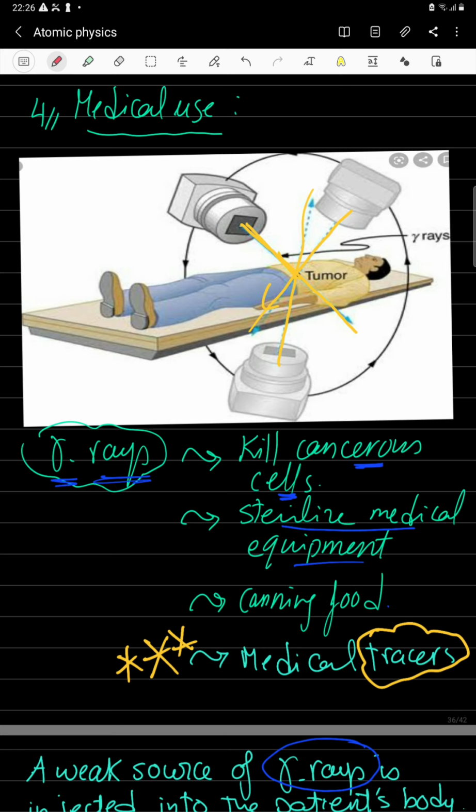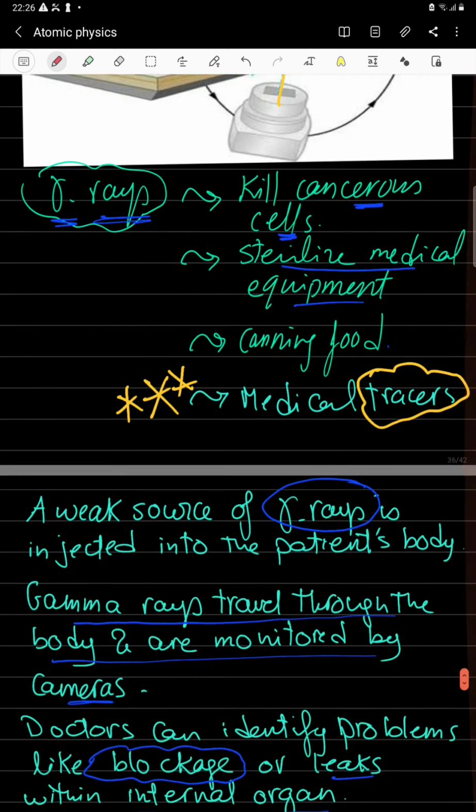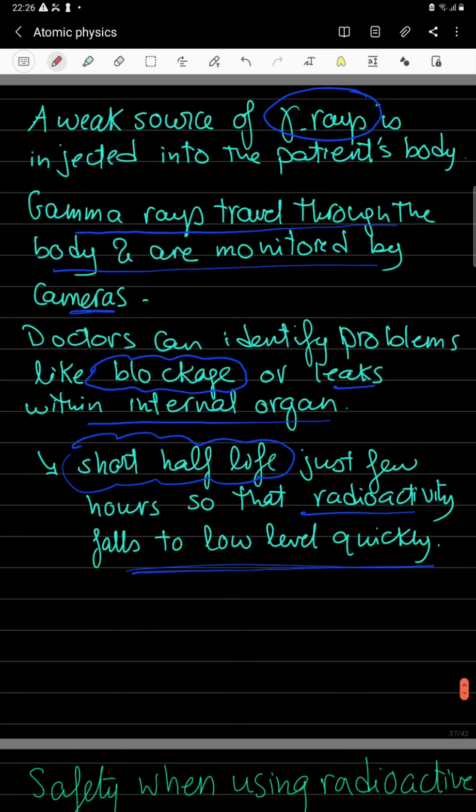It's also used for sterilization of medical equipment. It's used for food canning, and it's used in medical tracers. Medical tracers, what does it mean? It means that if someone has a blockage in the kidney, for example, then we inject a weak source of gamma rays into his body. That is going to flow with the blood. They will be monitored by a camera, and the doctors can identify a problem, whether there is blockage, leakage, or any problem, a tumor for example.